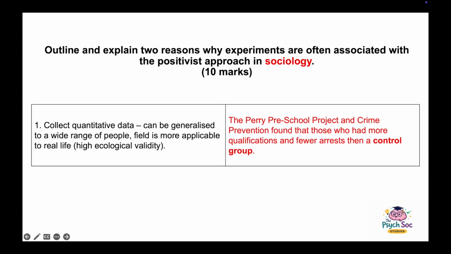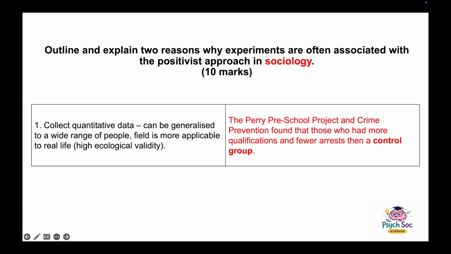The first PEEL paragraph for this 10 marker could discuss the use of experiments collecting quantitative data to explore how the independent variable affects the dependent variable. This could then lead into a discussion of how quantitative data is more generalisable than qualitative. Both of these features are preferences of a positivist.